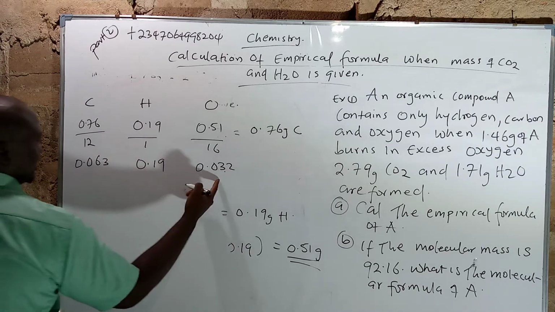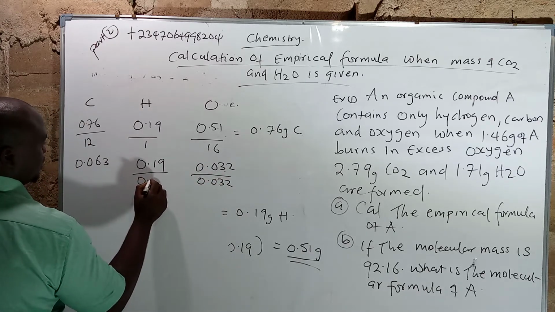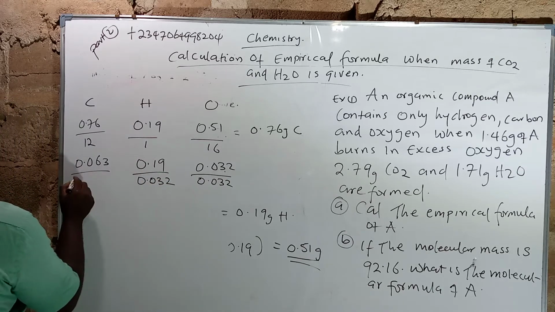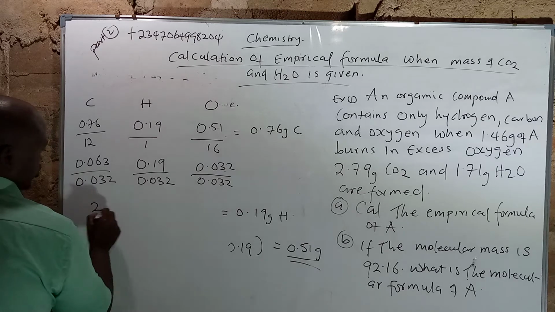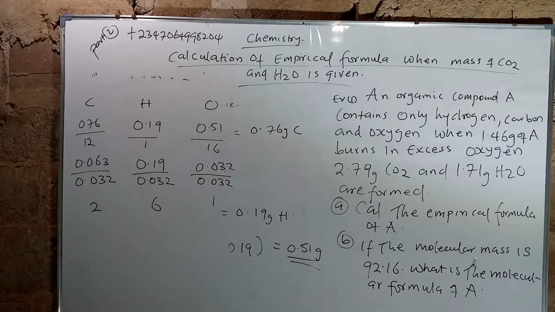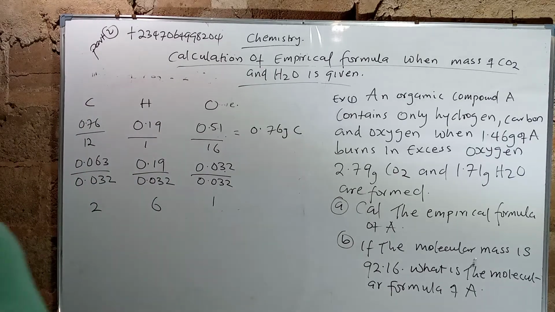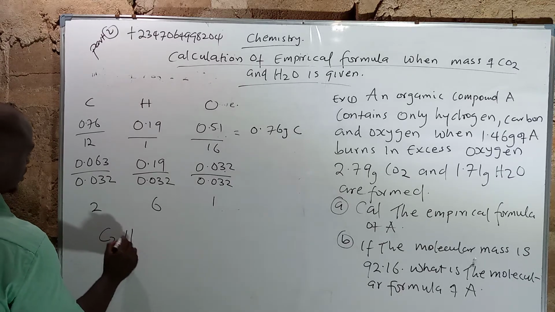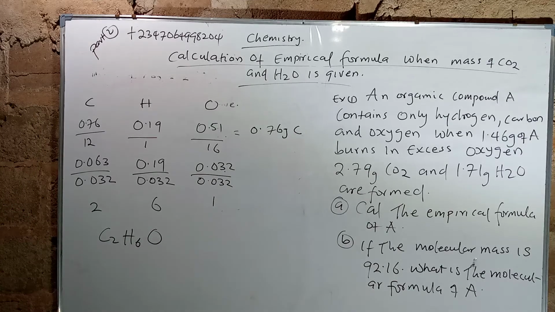Now, of course, we are going to divide by the lowest, right? So the lowest here is this, so divide by 0.032, and of course what you should get here is 2, 6, and 1, right? So from here you have your empirical formula, which is C2H6O. Good. Now that is the question for A. They said you should calculate the empirical formula, which you already did.